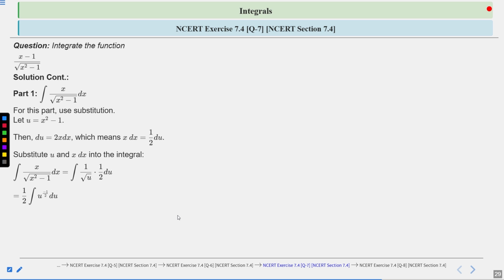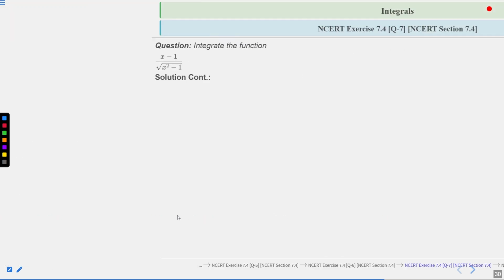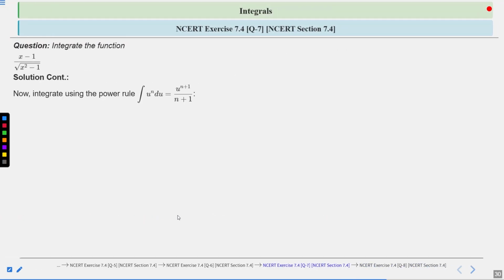So what can we do now? Now integrate using the power rule, right? The integral of u to the power n du is u to the power n plus 1 upon n plus 1, right?